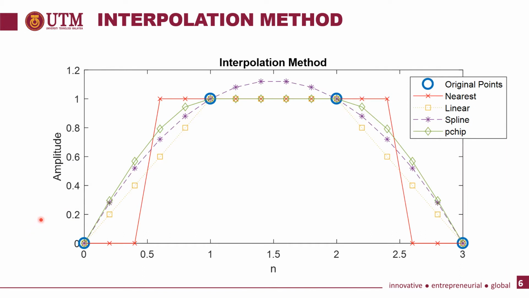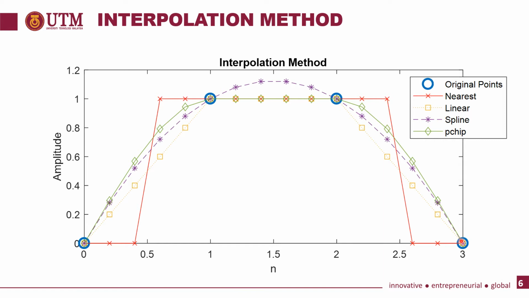First, we want to see the original points. The original points here are represented by big circles. You see here we have 4 points: 1, 2, 3, and 4. This is the original data. What interpolation does is find the missing points between this point, this point, this point, and the last point. So it will find the missing data.